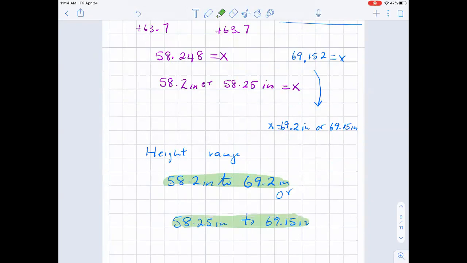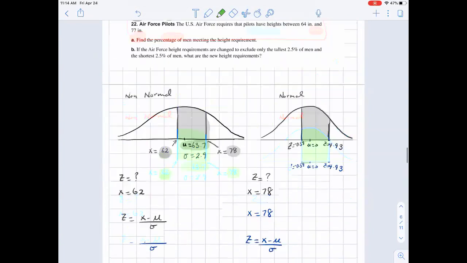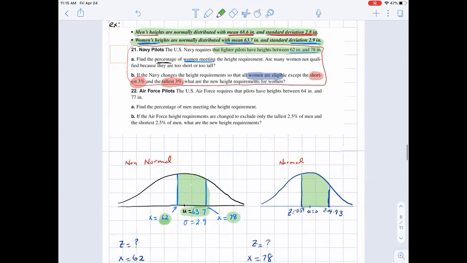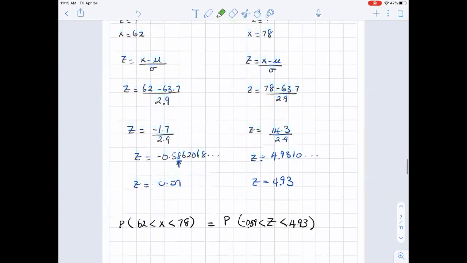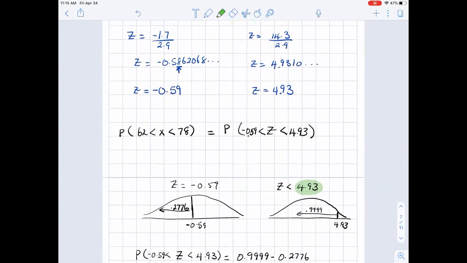So where do you stand a better chance? Do you stand a better chance with the bottom 3% and the top 3% exempt, or with anyone who is between 62 to 78 inches? So you should be able to answer that question. These are all questions that can be asked. Questions, guys?